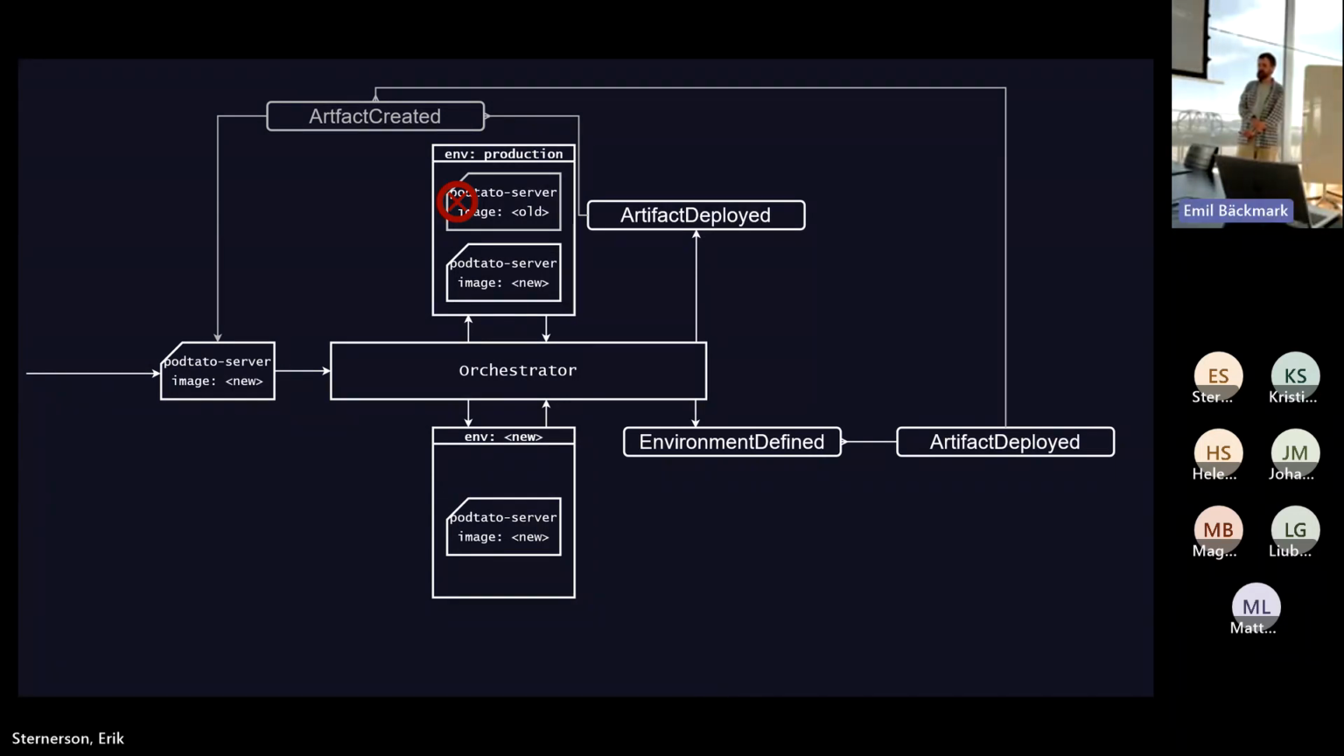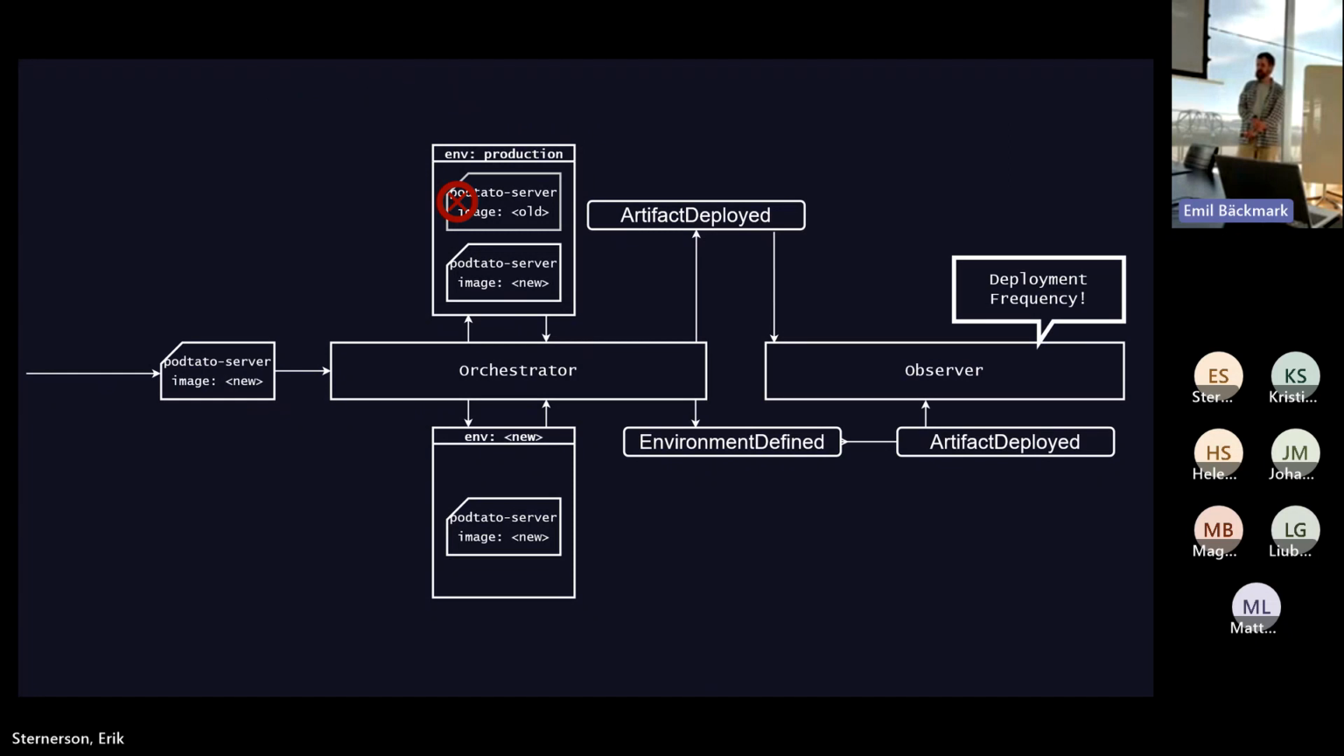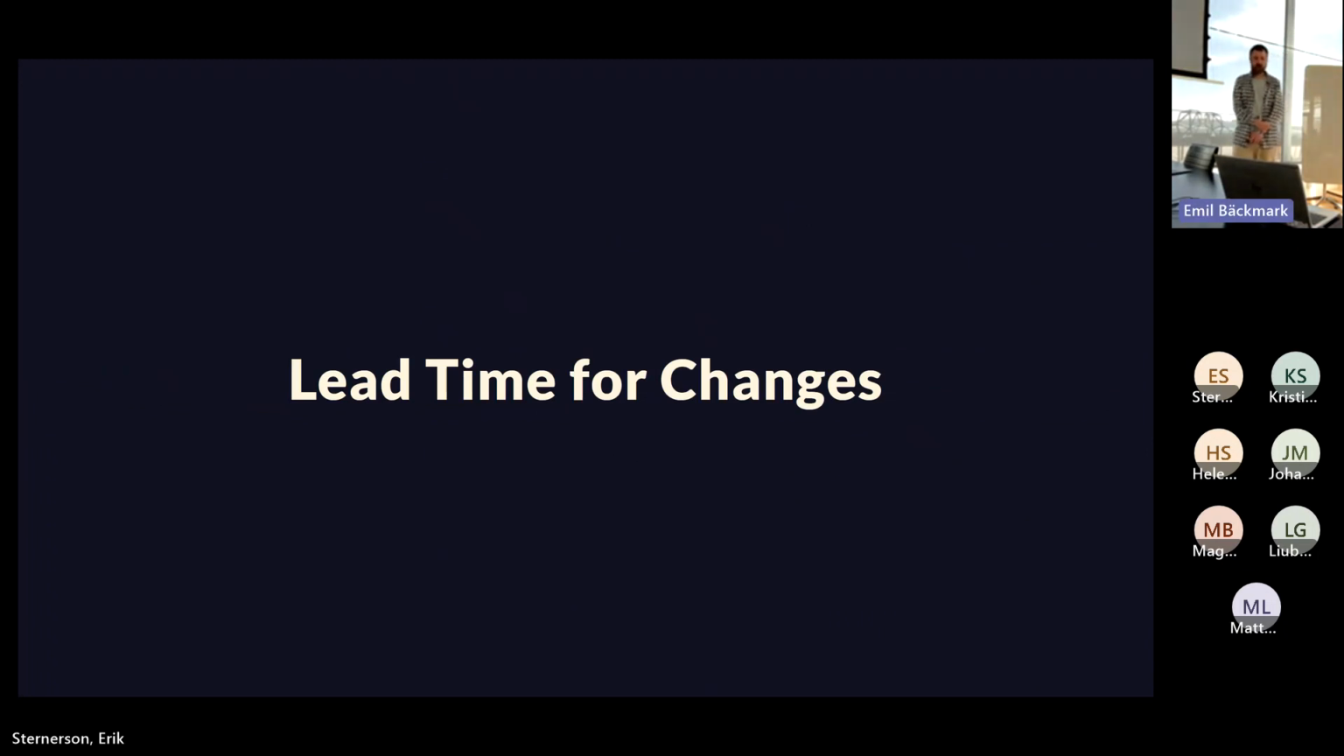But looking at these artifact deploy messages, an observer that has access to Eiffel messages can then calculate the deployment frequency. Yeah. So that brings us to the next one, which is lead time for changes. Here, Eiffel links really become a powerful feature.